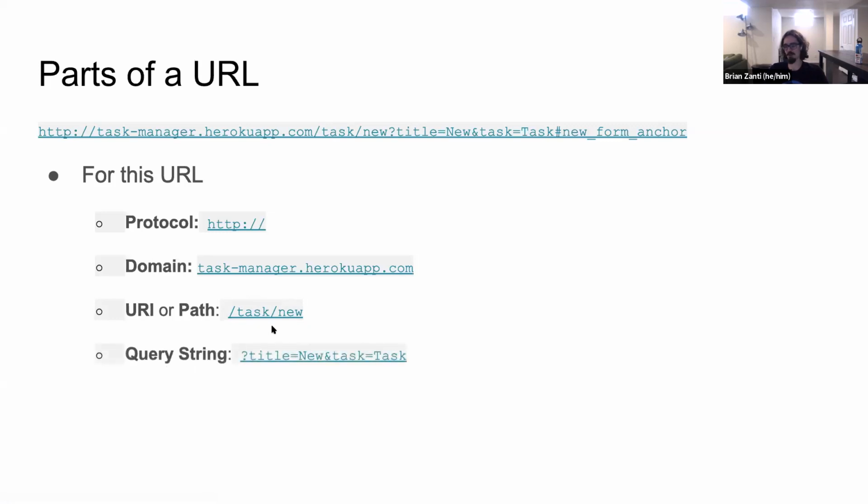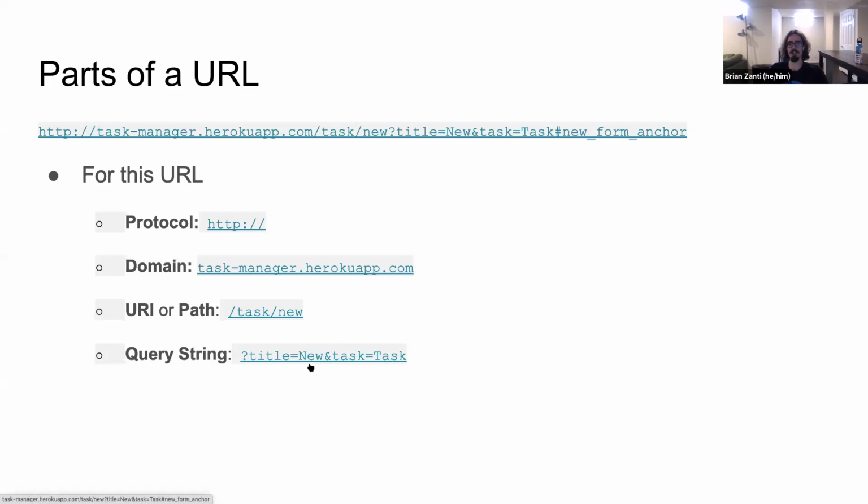It is possible that you also have a query string. The query string is identified by a question mark, and then you're going to have key value pairs. So we have question mark title equals task. And then if you have multiple key value pairs, you're going to have an ampersand, this and symbol here. So in this case, we have a query string with two key value pairs. The two keys are title and task. The two values are new and also task.